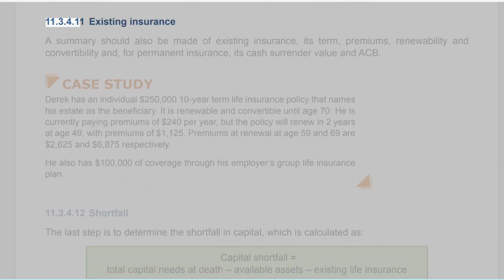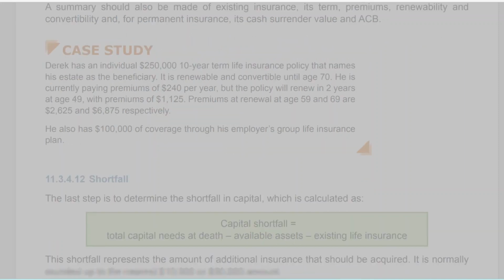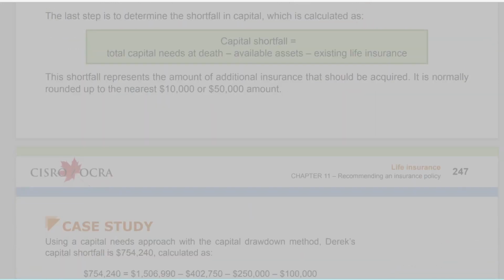1.3.4.11 Existing insurance. A summary should also be made of existing insurance, its term, premiums, renewability and convertibility, and for permanent insurance, its cash surrender value and ACB. The last step is to determine the shortfall in capital, which is calculated as capital shortfall equals total capital needs minus assets available at death minus existing life insurance. This shortfall represents the amount of additional insurance that should be acquired. It is normally rounded up to the nearest $10,000 or $50,000 amount.